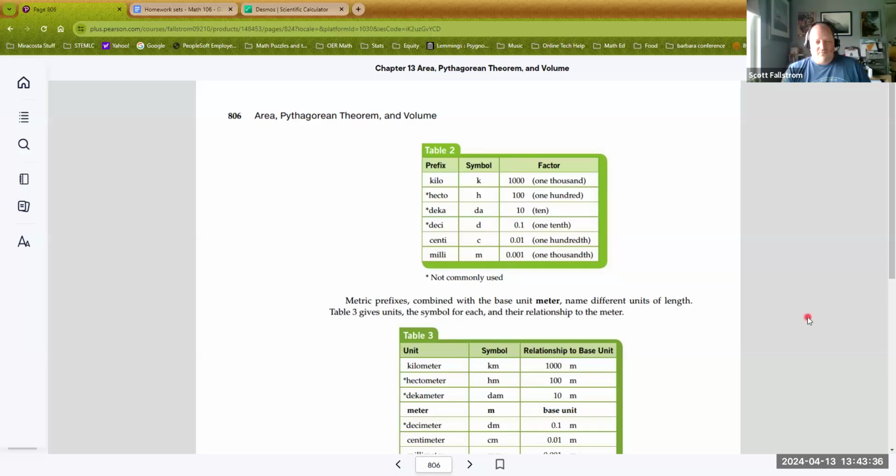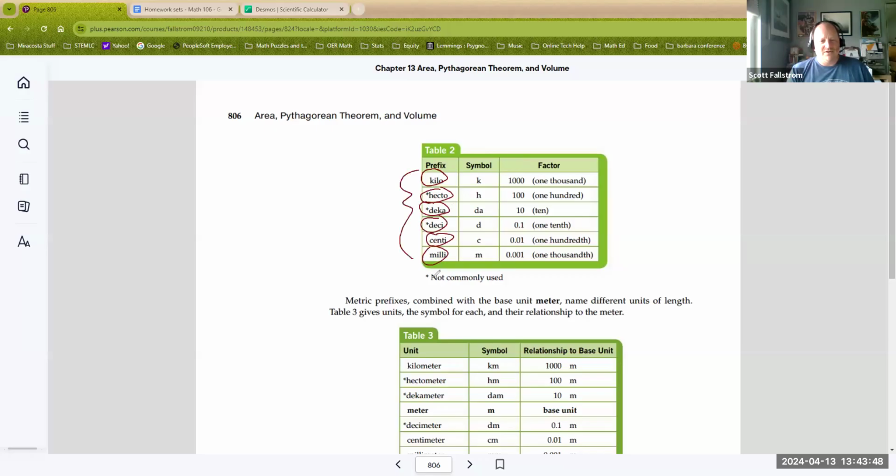All right, in class, we talked about a way to remember this. These are the metric prefixes. So we have kilo, hecto, deca, deci, centi, milli. These are the big ones that we're going to use. However, as they've noted, these three are rarely used. You still need to know that they hold a place value.